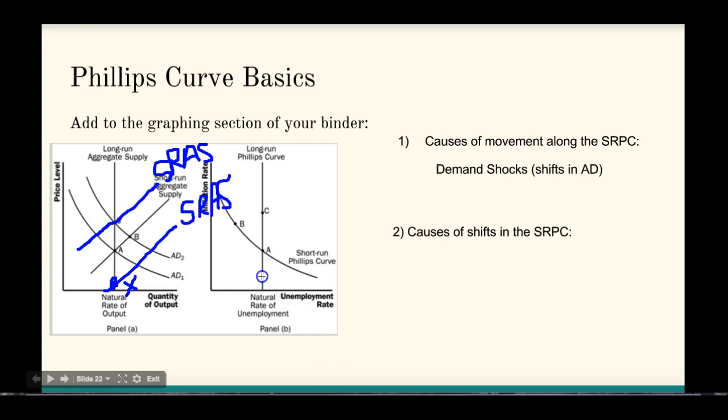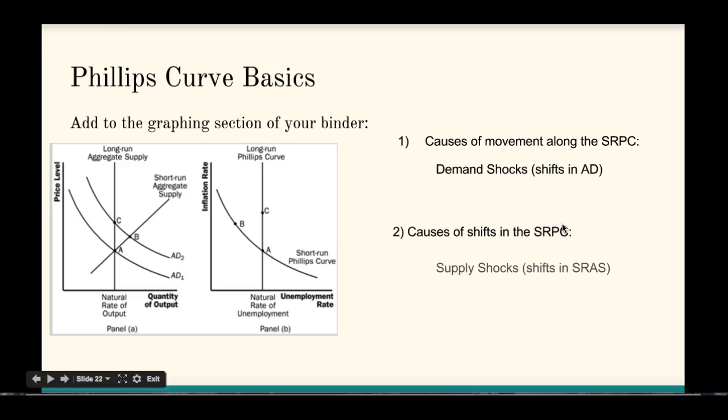If you said anywhere down here, you would be correct. So, keep in mind that shifts in the Phillips curve are moved by supply shocks. Movement along the Phillips curve is due to demand shocks.